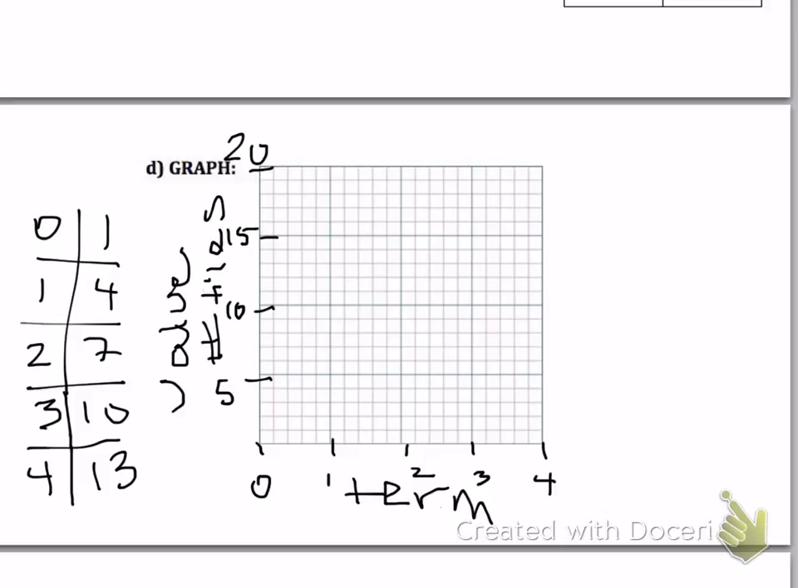Now let's just plot points. So term 0 was a 1. Let's change colors here. Plot a point right there. Term 1 had 4, so we're going to make a point right there. You get the idea. Term 2 had 7, so let's make a point right there. Term 3 had 10, right here. And then term 4 had 13, so that would be right there. So if we were to connect those, we would have a linear function.